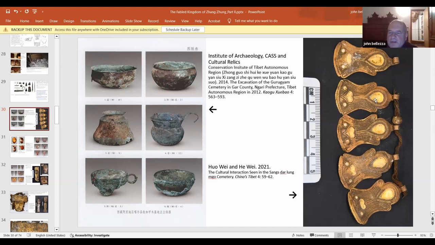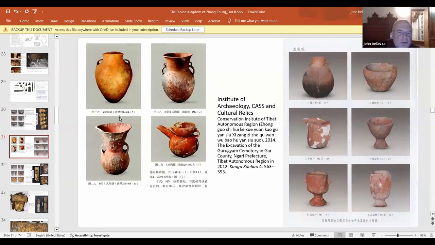And here we see what appears to be copper or brass ornaments. We have several reports, but they're very preliminary and provide very little data or descriptions of the amazing artifacts that have been found in Sangdarlung. We'll come back to metal objects, but here we will look a little bit at, again, just for the variety, ceramic vessels.